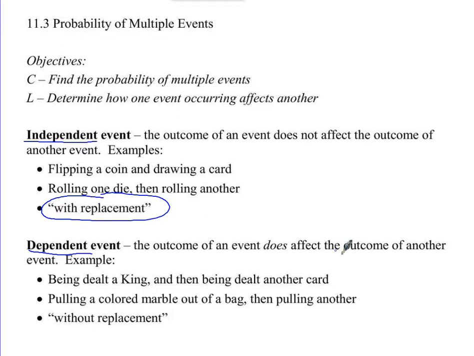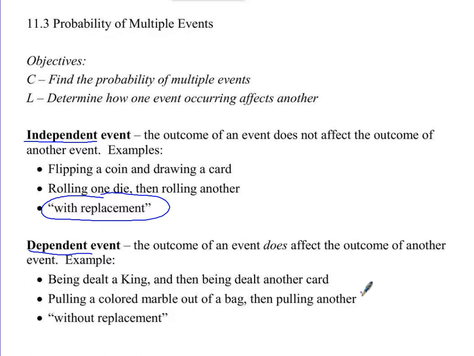Dependent events. The outcome of an event does affect the outcome of another event. So for example, I deal you a king, and then I deal you another card. There's now only 3 kings in the deck. Not only that, but there's only 51 cards left in the deck. So the probabilities have changed as far as what you're likely to get on your next card. So that is a dependent event.